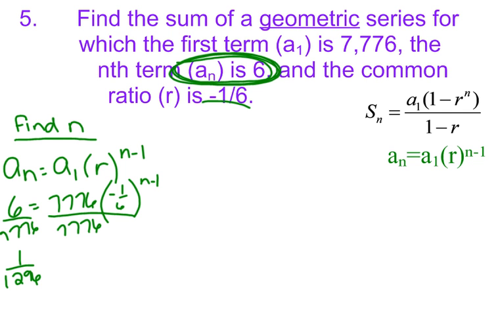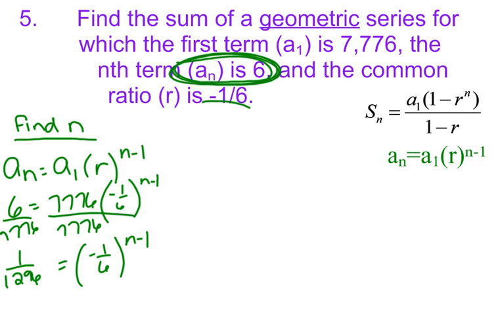Now I put this in fraction form. You maybe have a decimal. And I have that equaling negative 1/6 to the n minus 1. I can try and make this a common base, or I can use logs, but I can't use logs, it's negative. So I have to find a common base. So negative 1/6 to some power is 1 over 1296. So I'm just going to pick negative 1/6 on my calculator, and I'm going to raise it to, let's say, the 5th power.